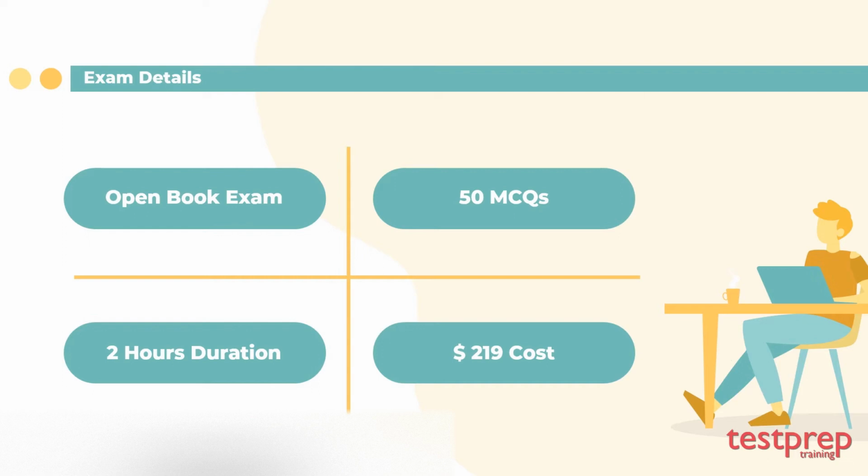California Residential Building Inspector is an open book examination with the Code Year 2019 that consists of 50 multiple-choice questions. The time duration to complete the California Residential Building Inspector exam is 2 hours. This exam comes under the state-level certification, and this examination will cost you $219.